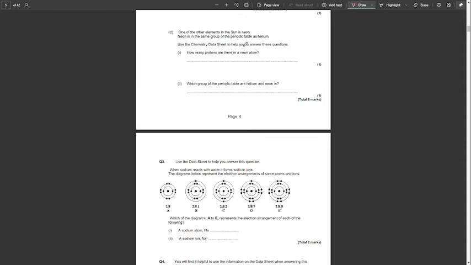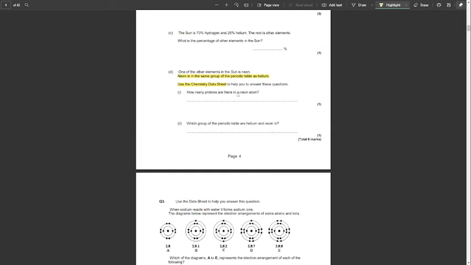One of the other elements in the Sun is neon. Neon is in the same group as helium. It wouldn't tell you that unless it was important. Use the chemistry datasheet. It said use it, you must use it. How many protons are there in a neon atom? And what group of the periodic table are helium and neon in? So when you get a question like this, you need to evaluate what it's asking you. It's saying how many protons in neon. It's asking which group are helium and neon in.